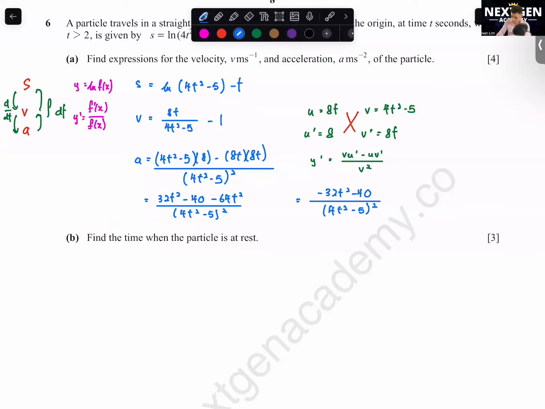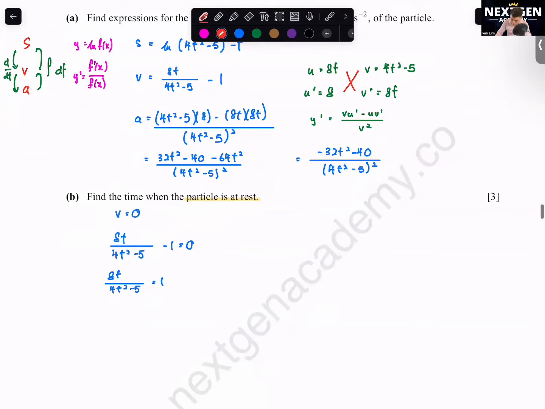At rest means, okay, the keyword at rest means v equals to 0. This is just the keyword. v equals to 0. Okay, we're going to pick the v value. What's the v? v is 8t over 4t squared minus 5, minus 1 equals to 0. Okay, we bring the 1 over to the other side first. Equals to 1. Then we cross multiply this. Then multiply up. 8t equals to 4t squared minus 5.